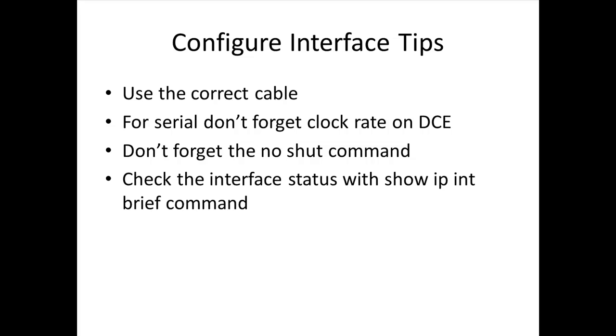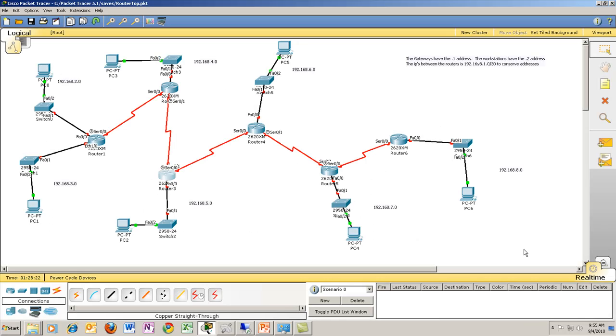Check the interface status with the show IP interface brief command. That'll give you a lot of hints about what's going on, and if they're not working, what you may need to check to be sure that you can communicate among your routers or between your routers.